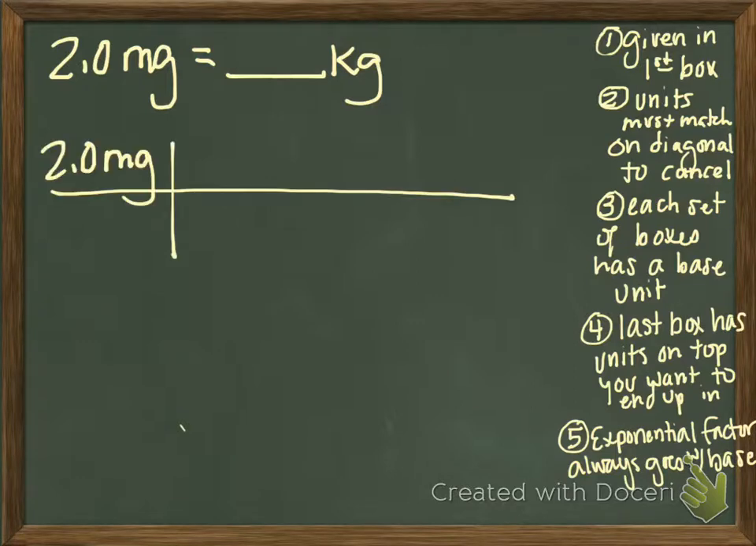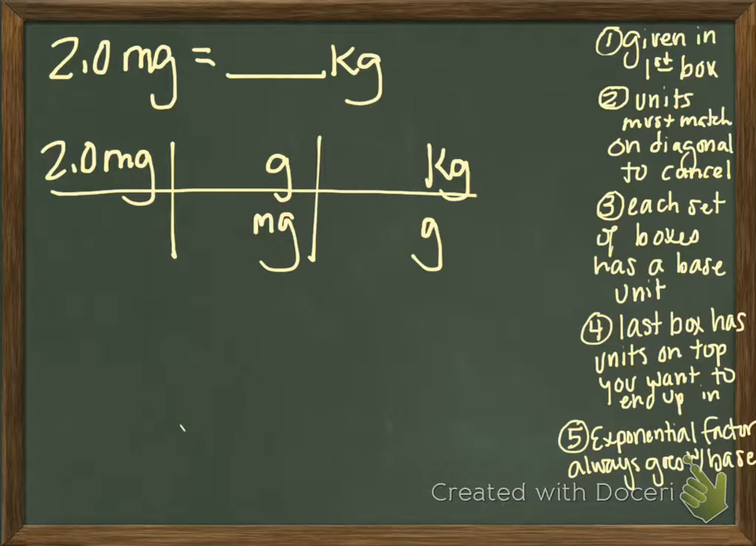Of course, according to Rule 1, we've got to have our given in our first box. So, our first box starts with 2.0 milligrams. Now, units have to match on the diagonal to cancel, so the next box on the bottom will have milligrams. Each set of boxes has to have a base unit, so we'll put the base unit above. And again, back to Rule 2, we're going to have grams on the bottom in that last set of boxes. The final box has to have the units on top we want to end up in. So, kilograms it is.